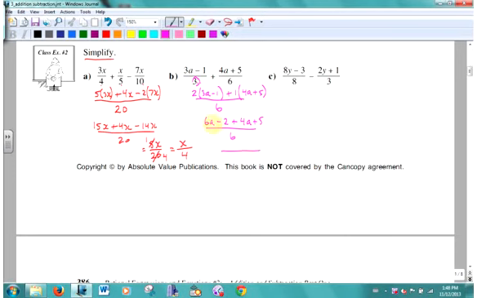Okay, 6a and 4a is 10a. Negative 2 plus 5 is 3. It's still over 6. If I can reduce that, I would. But is there a number that goes into 10, 3, and 6?